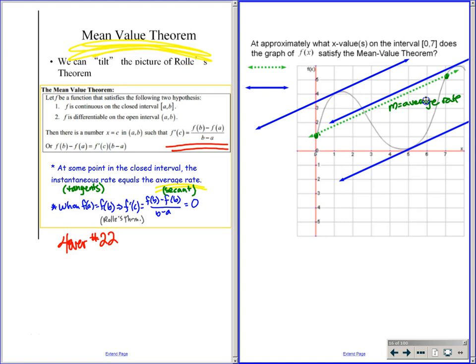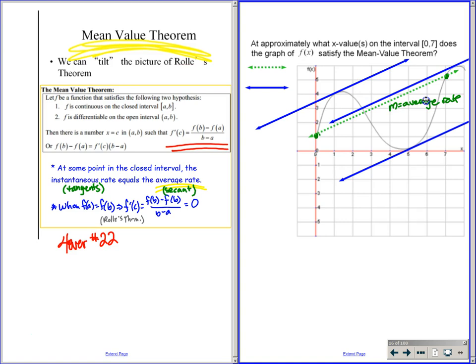F of a, the 2 points, right? These are the two y values. That's the y at a and the y at b. So who's our a? 0. The y at 0 is 1-ish, right? And the y at 7 is 6-ish, 6.5-ish, I don't know. Okay, so we have 6-ish and we have 1-ish. Are these the same? No.